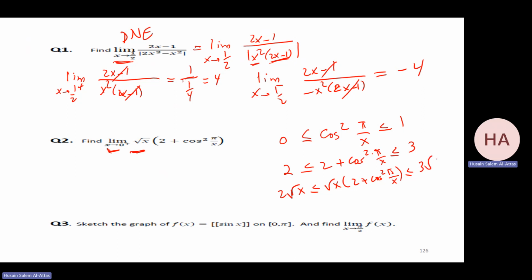And a 3 square root of x. This goes to 0. This goes to 0. And this goes to 0 from the right. So it means this goes to 0 by the sandwich theorem.